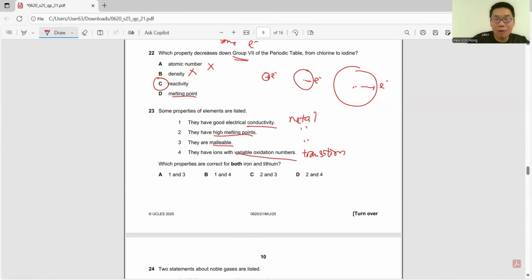Which properties are correct for both iron and lithium? Lithium is group 1, so it's not a transition element. And then lower melting point for lithium, so the answer is 1 and 3. Group 1 have lower melting point compared to other metals and is softer.